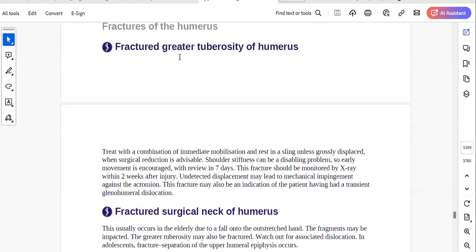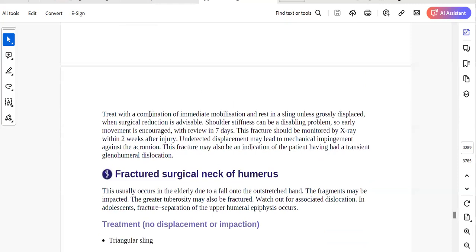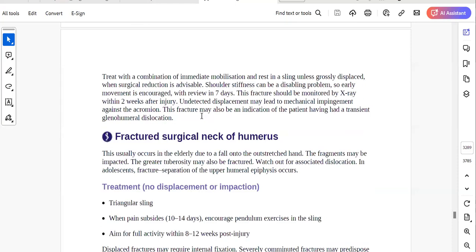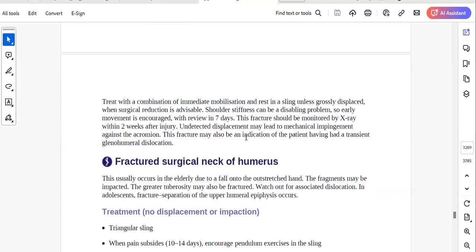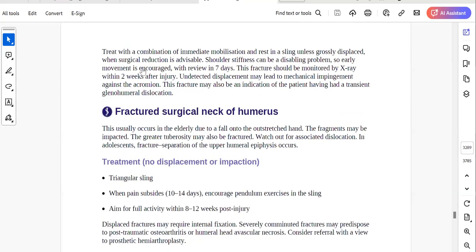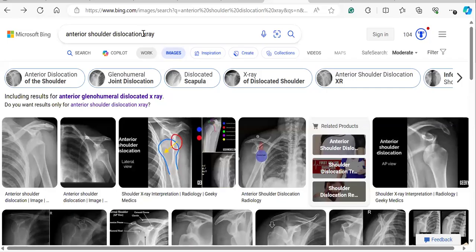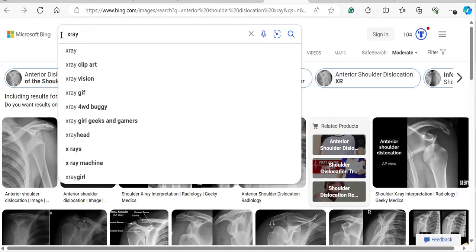So if there is a fracture of the greater tuberosity of the humerus, the treatment is immediate immobilization and rest in a sling, unless it is grossly displaced. Now I have to show you all of them, which will take a lot of time, unfortunately.